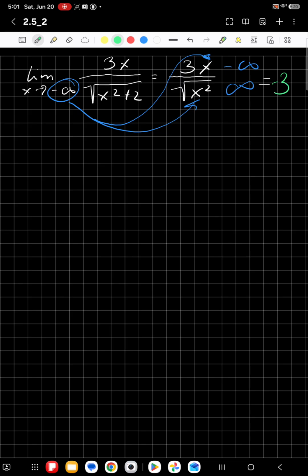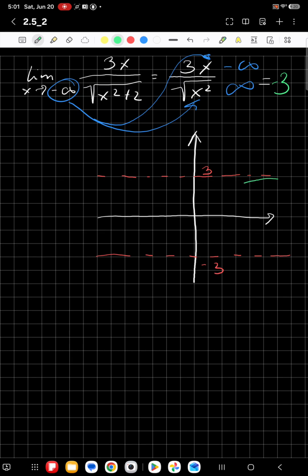Okay, so yeah, let's look at the graph. We have those two asymptotes, positive 3 and negative 3. So this is 3, negative 3, and the graph is between them. So it passes through the origin and then gets closer to those asymptotes here and there.